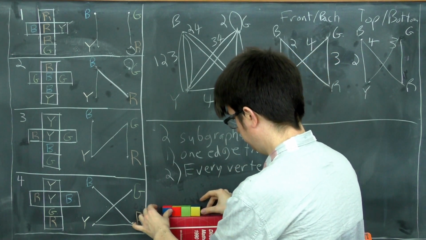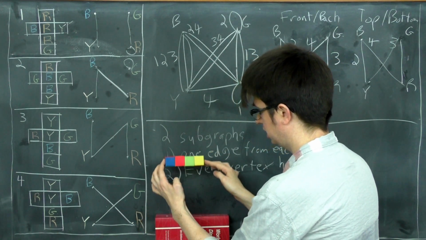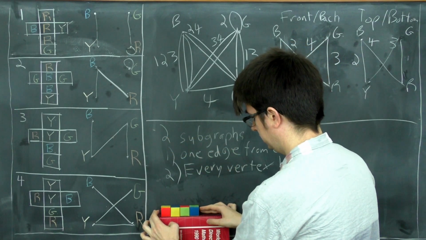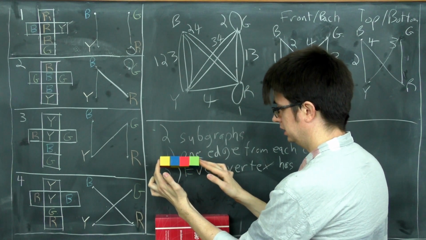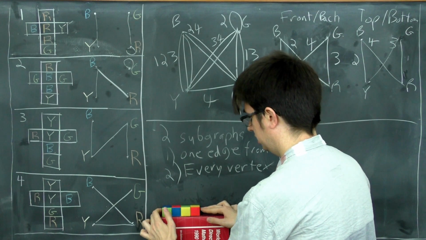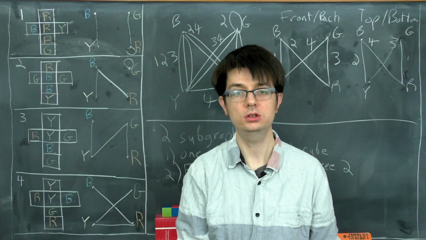And so this should be the solution. Let's just check. So the front's fine. If I rotate it once, it's fine. If I rotate it twice, it's fine. And if I rotate it 3 times, it's fine. So that is the solution to the 4 cubes problem.